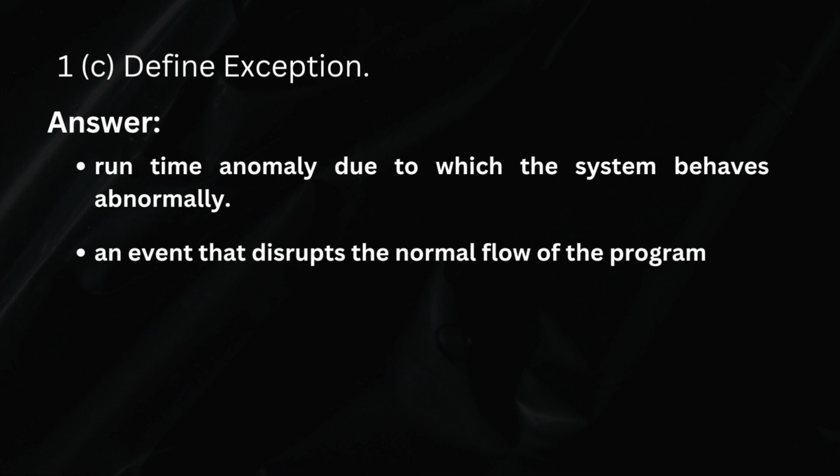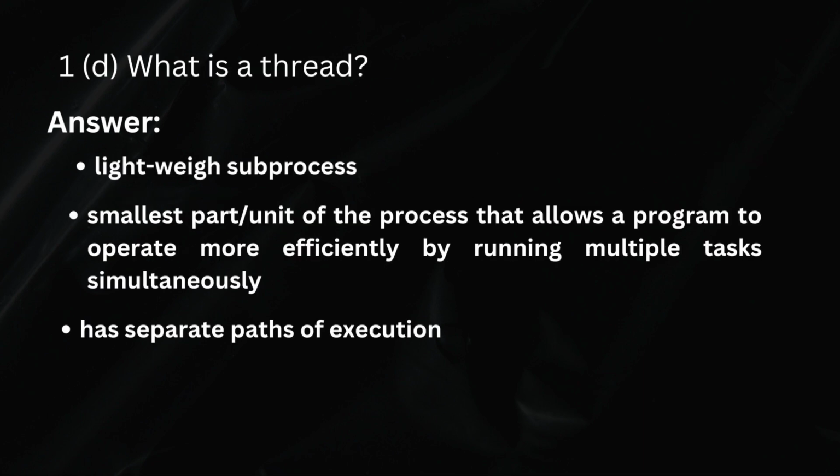Next we'll move to question number 1, bit D. Here, what is a thread? Generally, a thread is a lightweight subprocess, or we can also say it is the smallest unit of a process which allows a program to operate more efficiently by running multiple tasks simultaneously. It has a separate path of execution. In this way you can define a thread.